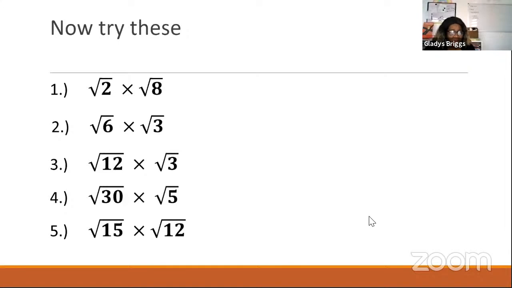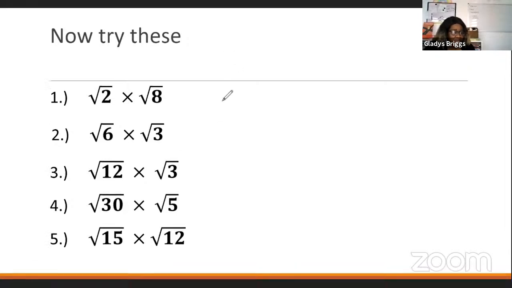Okay. So this would be equal to root 2 times root 2 times root 4. Root 2 times root 2 is 2, and root 4 is 2, so 2 times 2 would be equal to 4.